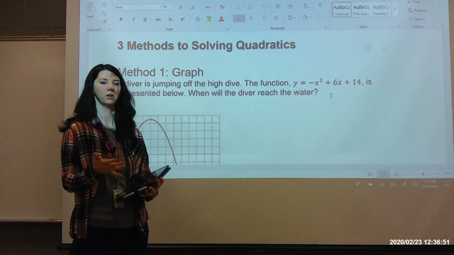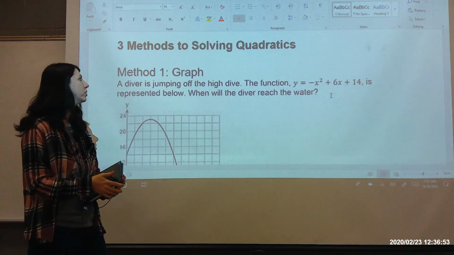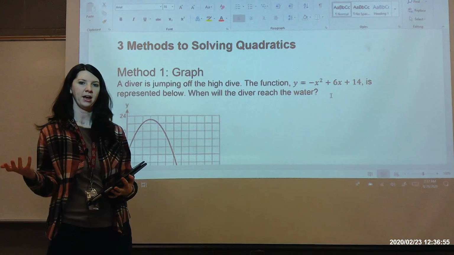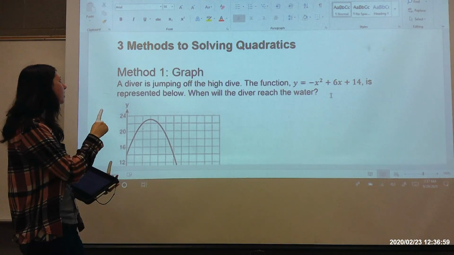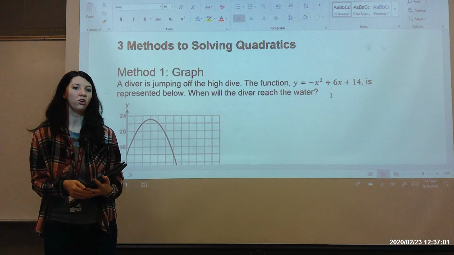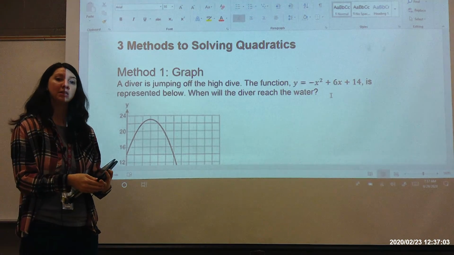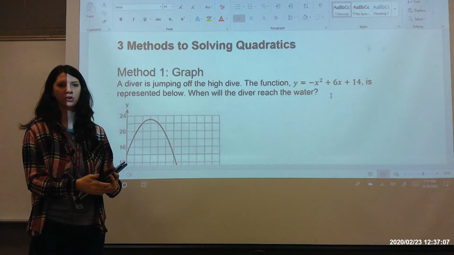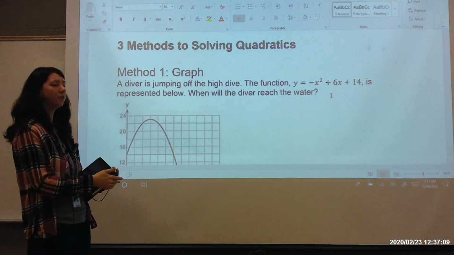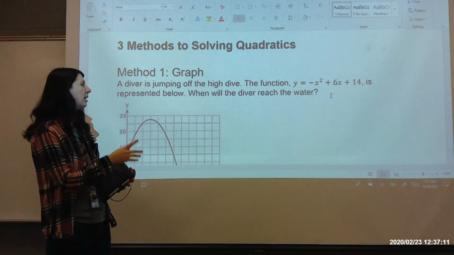Okay, we've been focusing on quadratics a lot. So we are going to now, instead of focusing on the graphs, start moving to focusing on the equations. And we are going to be looking at 3 different methods to solve quadratics. Today we are going to focus on 2 of them, and then in the next video we'll focus on the 3rd method. So the first method we've already seen, which is by graph.